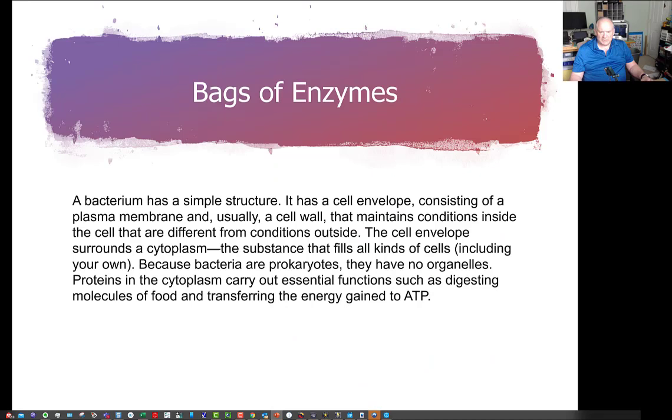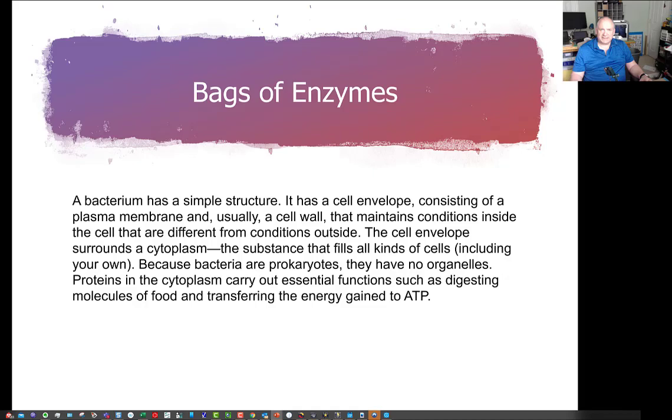So one way to look at bacteria is that bathtub analogy, sort of bags of enzymes. Bacteria is a simple structure. It's a cell envelope consisting of plasma membrane, usually cell wall, and maintains conditions inside that are different from the conditions outside. And that's because of having that plasma membrane that acts as a barrier from outside to inside. And then it has a series of enzymatic activities and other things that allow it to move things in and out. The DNA, or the big huge circular chromosome, encodes for various activities, one of which are things that can bring things in or out of the cell.